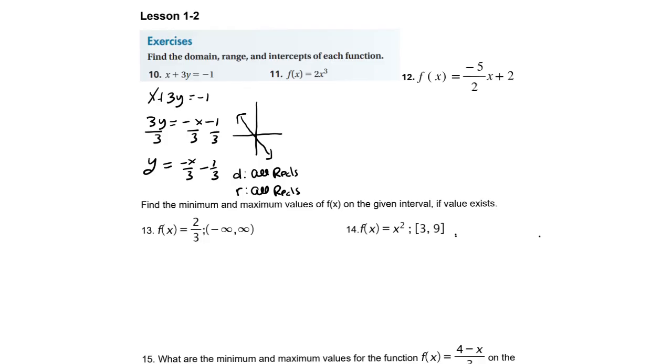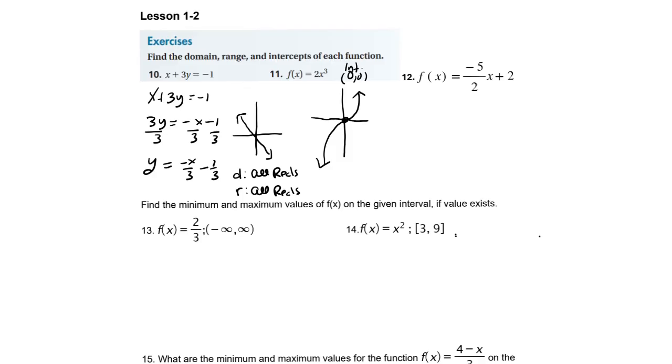Okay, number 11, find the domain, the range, and the intercepts. So for these two examples, I'm going to find domain and range. I'll leave it up to you to find the intercepts. But I know that f of x equals 2x cubed looks like this. And the x and y intercepts are 0, 0. So 0, 0 are the x and the y intercepts.